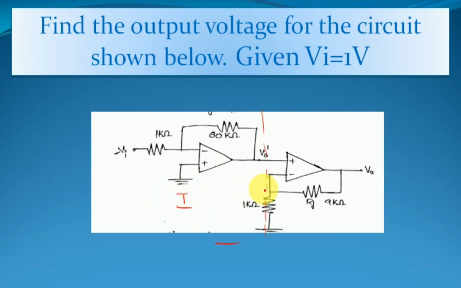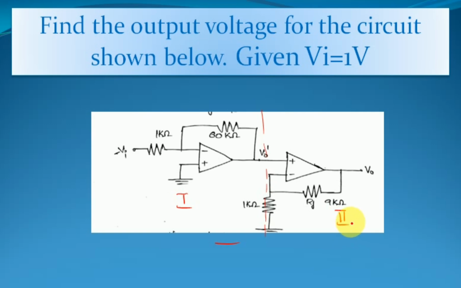Now the output voltage that is obtained from the first op-amp is applied as input to the second op-amp. Here if you observe, this second op-amp also has a closed loop configuration, and the output of the first circuit is applied as input to the non-inverting terminal. So we can say that the second part is a non-inverting amplifier circuit.